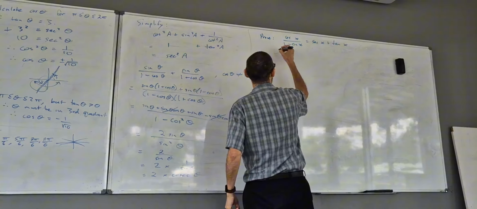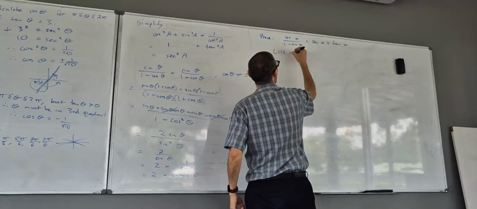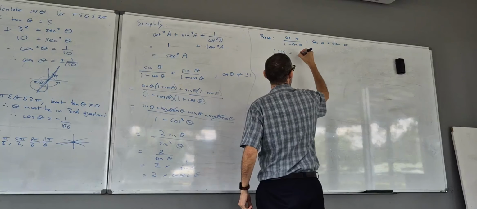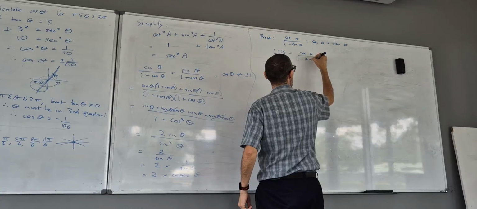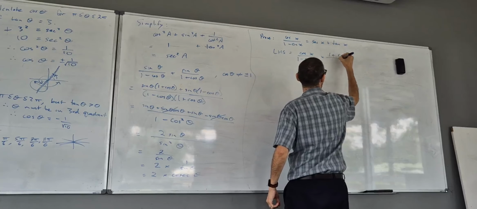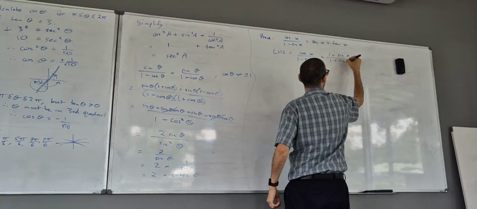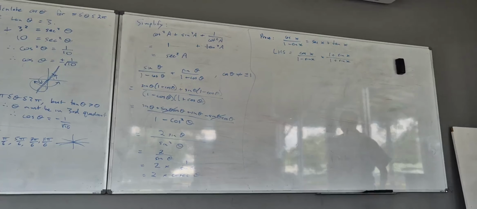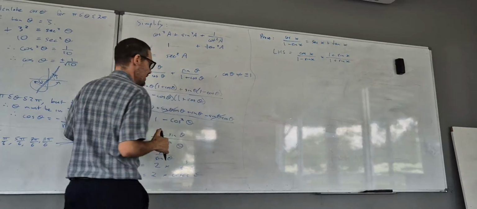Okay? So we're going to take the left-hand side and we're going to go cos x over 1 minus sine x, and we're going to multiply top and bottom by 1 plus sine x. Top and bottom, because then we're not changing it. Do this process, expand it, see how you go.